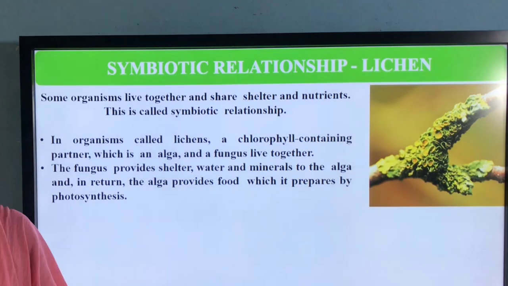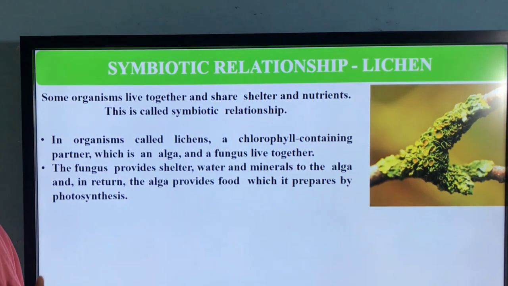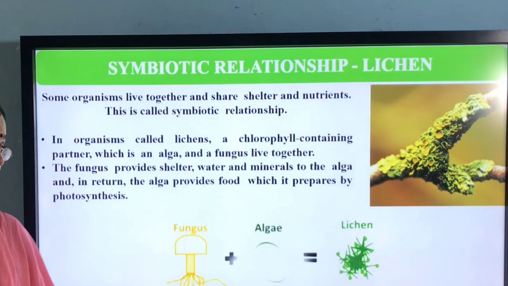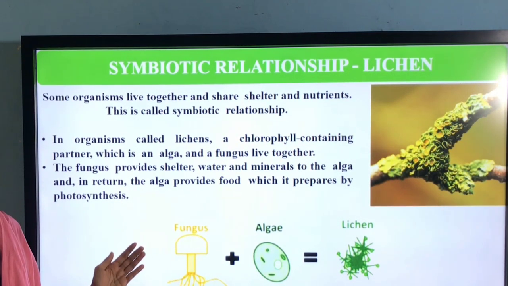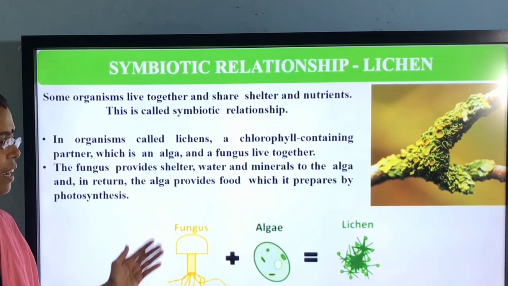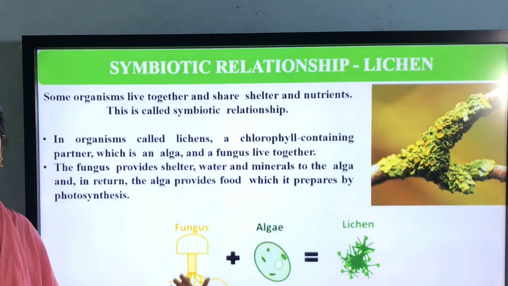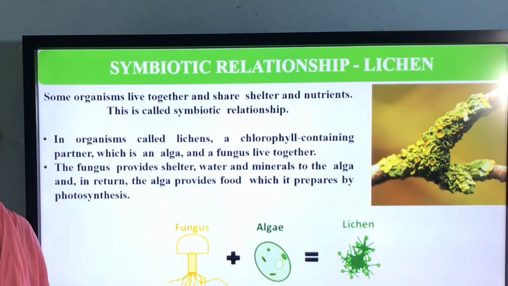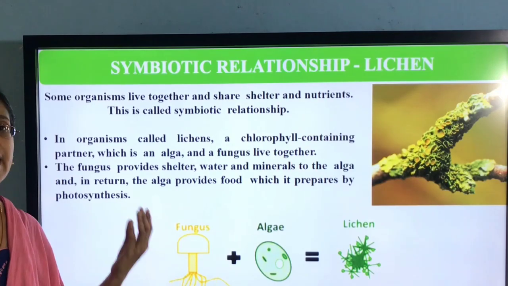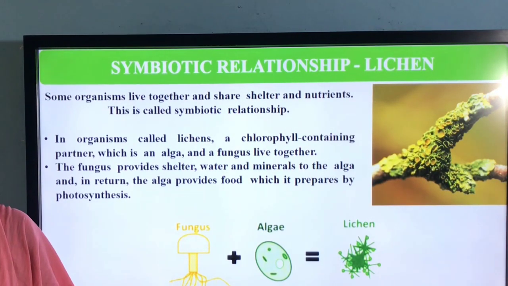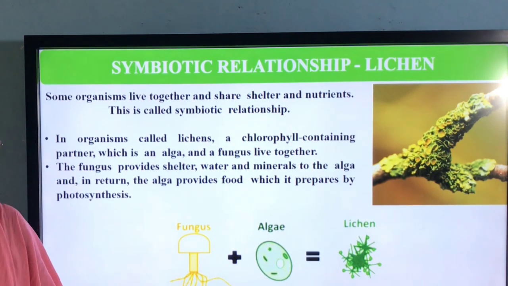Here, two organisms live together and share their shelter and nutrients. Here is the organism called lichen, a chlorophyll containing partner, and a fungi. Here, fungi provide shelter, nutrients and minerals, that is minerals and water, to the algae. Algae contain chlorophyll pigment. So with the help of this water and nutrients, algae prepare food with the help of chlorophyll pigment and share the food with the fungi. Like this, these two organisms, algae and fungi, share the shelter and nutrients and live together. Such a type of relationship is known as symbiotic relationship.